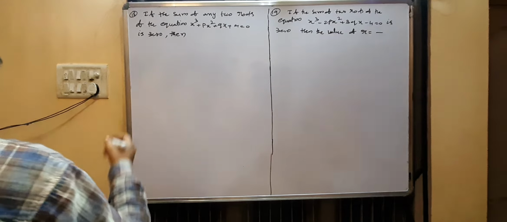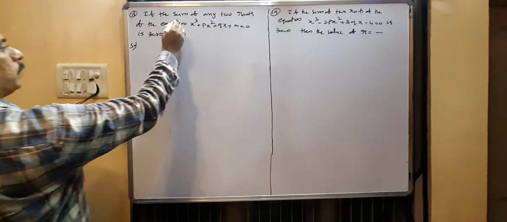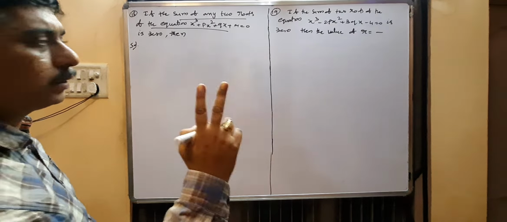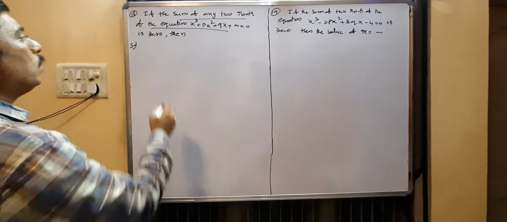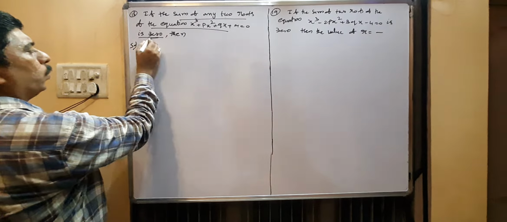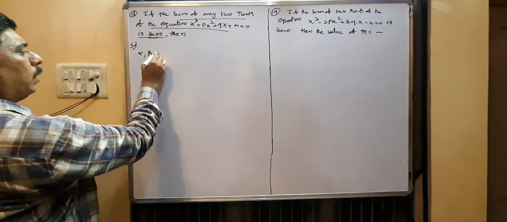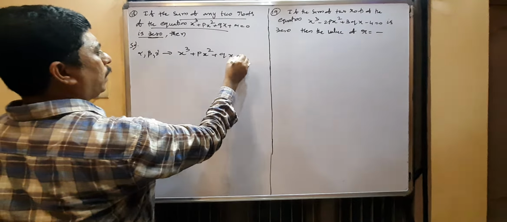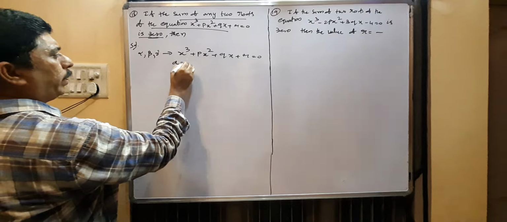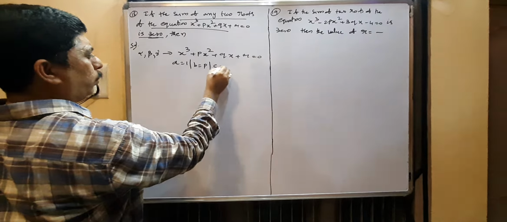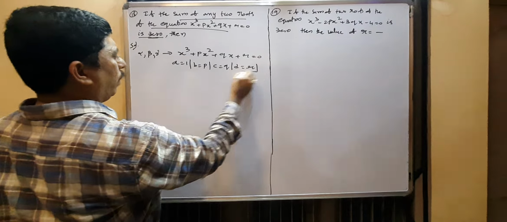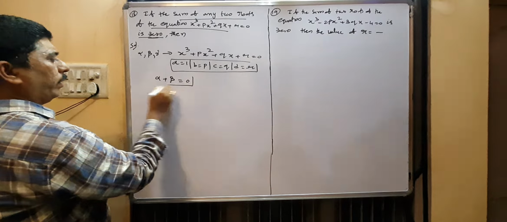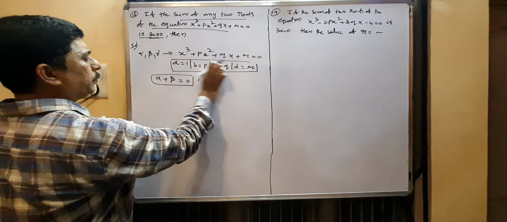Coming to next question. See that if the sum of any two roots of the equation, given equation is cubic equation, but cubic equation has the three roots. Sum of any two roots of the equation is 0. You can take alpha, beta, gamma are the roots of x cube plus px square plus qx plus r equal to 0. Coefficient of x cube a is 1, b is p, c is q, d equal to r. Sum of any two roots, that means you can take alpha plus beta is 0 is given. This is the given condition.